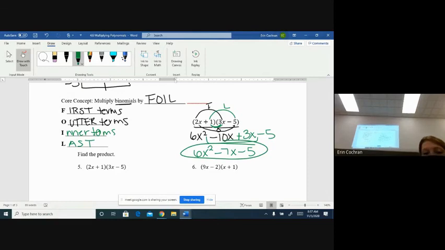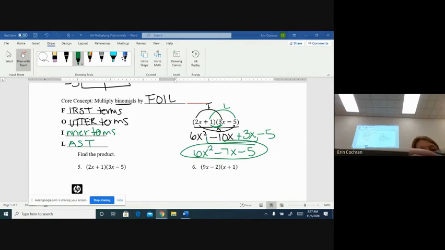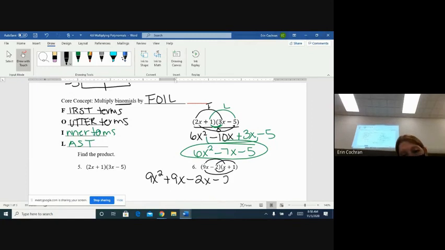Right. So let's do 9x minus 2 times x plus 1. Okay. So what are my first terms? 9x and x. So what's 9x times x? 9x squared, good. What are my outer terms? 9x and 1. And what's 9x times 1? 9x. Inner. What are my innermost? Negative 2 and x, which is negative 2x. And then last terms. What are my last two? Negative 2 and 1. And we get negative 2.